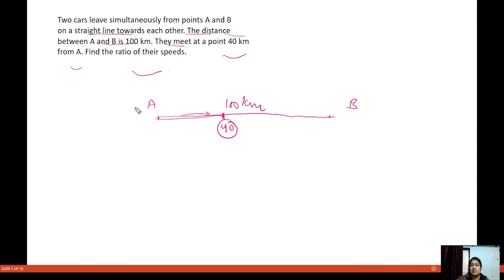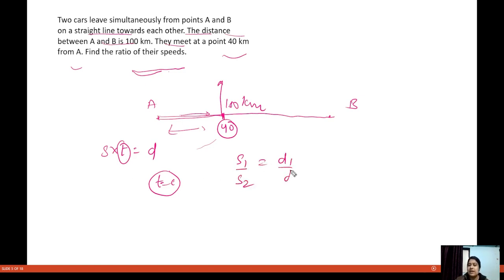Now listen to this thing. We have this equation, speed into time is equals to distance. Here what is constant? Here time is constant because they are meeting at 40 kilometer from here. So that means they are starting simultaneously and meeting here. That means they have traveled for the same amount of time. So here time is equals to constant. Now it is asking find the ratio of their speeds. Okay, so we already know when time is equals to constant, S1 by S2 is equals to D1 by D2.